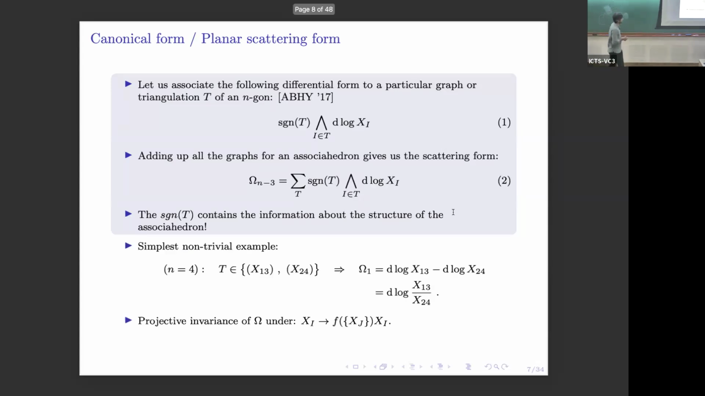Okay, so this omega, the differential form that we've defined, captures that via the sign of t. The I are the edges of the graph? Let me say this: T is a triangulation. T is a set consisting of all the diagonals, and the I's are the particular diagonals that you have inside it, okay?